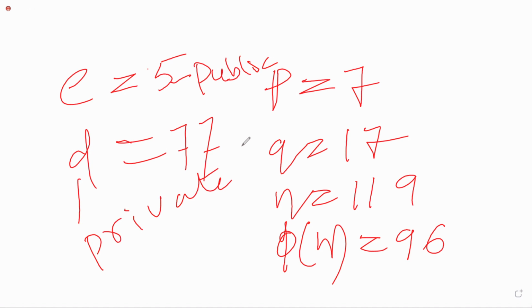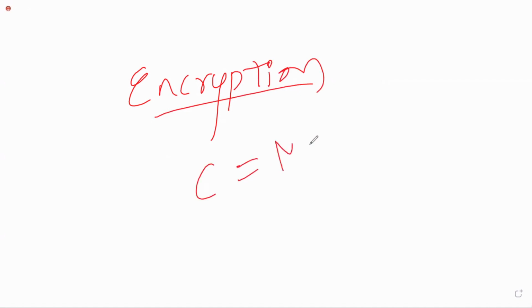Now, encryption. Alice has to perform the encryption. So how will the encryption be done? The formula is C is equal to m power e mod n. This is the formula for encryption.